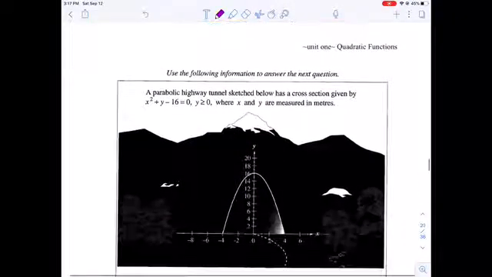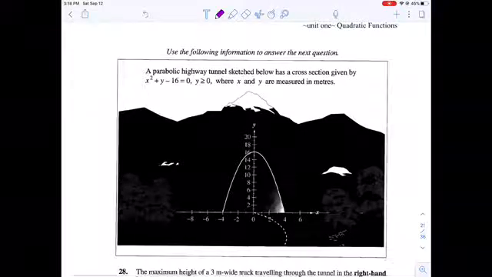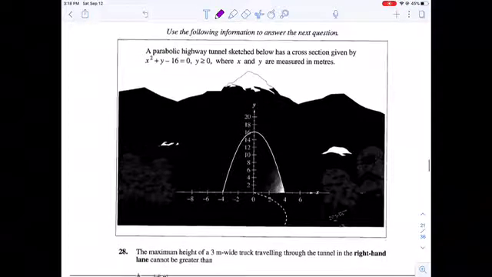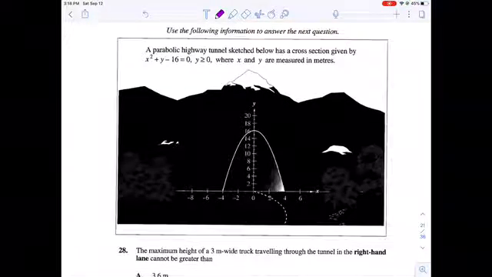Let's just pause and have a look at this. Well, why don't we have a look at this? What's this one? A parabolic highway tunnel. We may as well do this one too. Why not? Sketched below has a cross section given by x squared plus y minus 16 equals 0. So a cross section is just as if you were cutting this parabola right along the purple there. Right, there's our cross section. And of course, there's an equation.